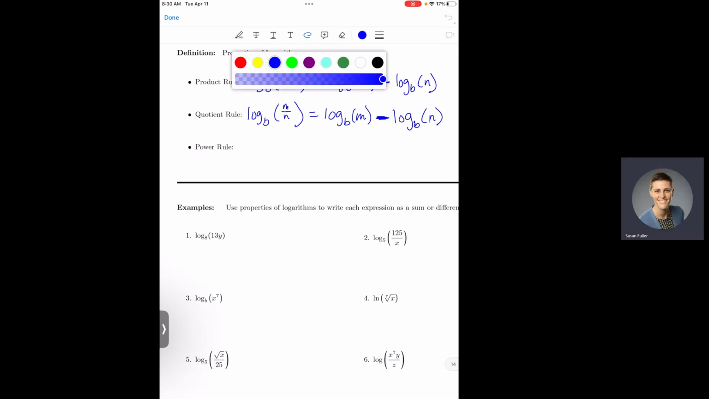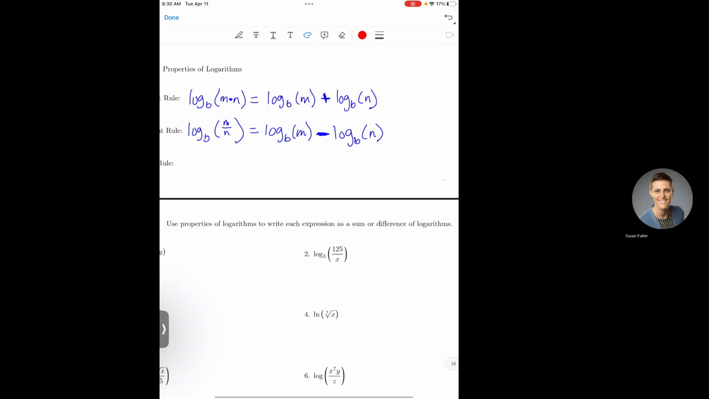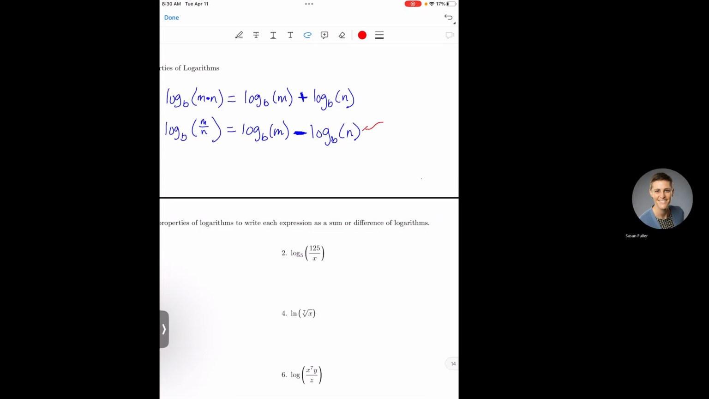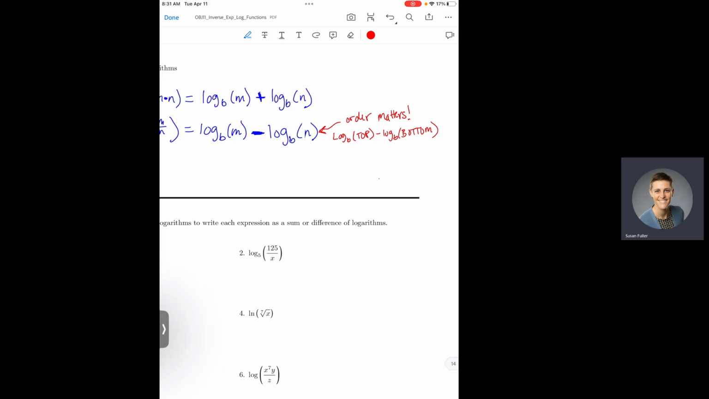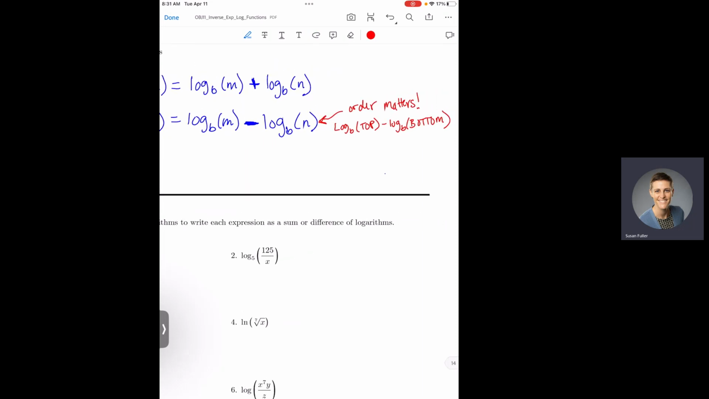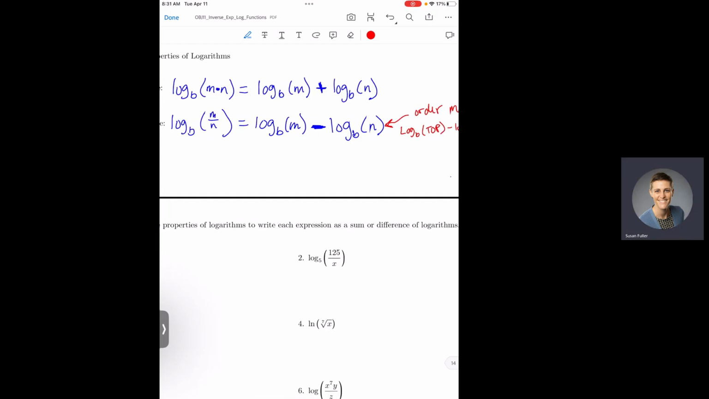I do want to make a quick note here. With the subtraction, I just want to make sure that you know that order matters. You need to make sure that you do log base b of the top minus log base b of the bottom. It's always top minus bottom. Order does matter, so just be careful with that. The one on top goes first, the one on the bottom goes second, and they're connected by subtraction.